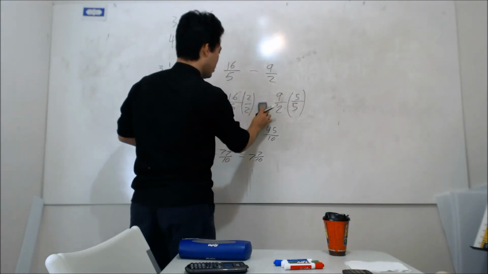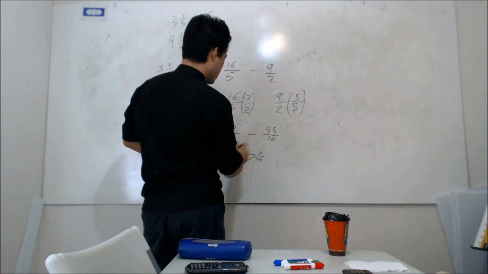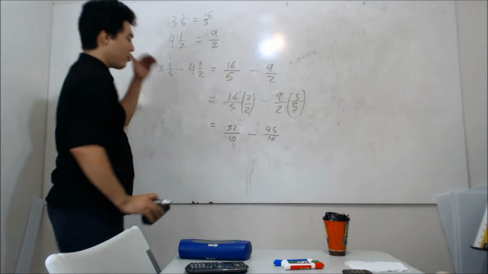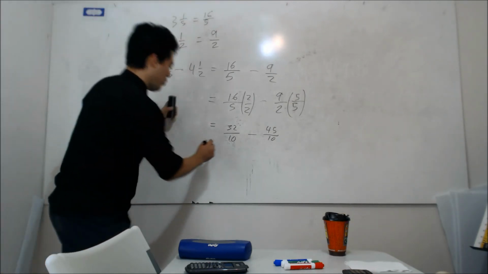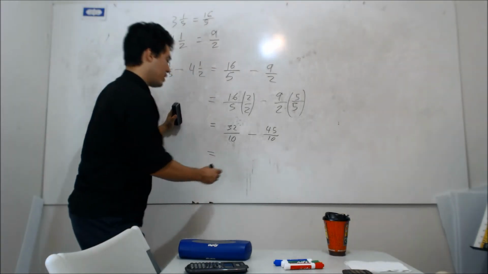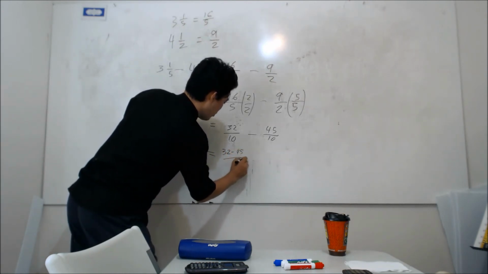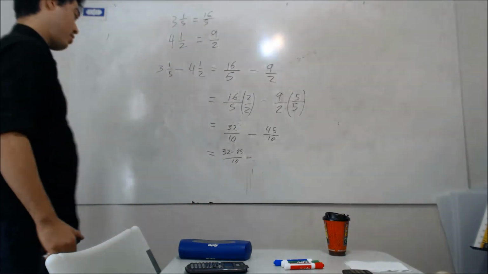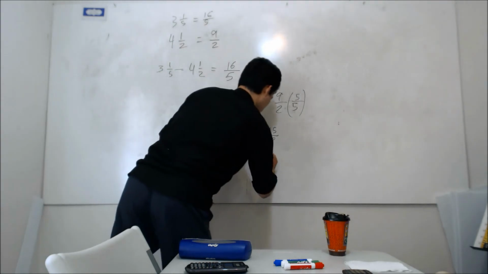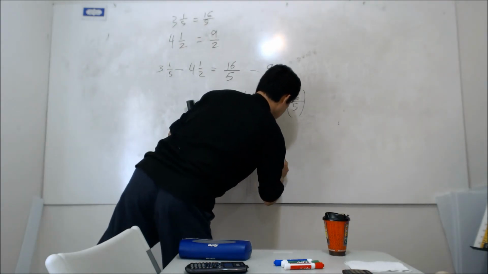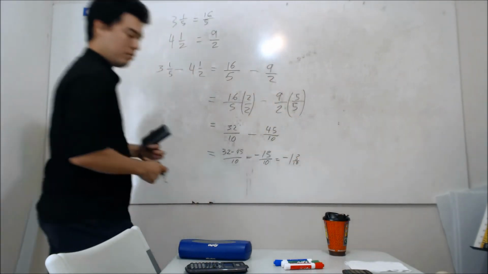This will still be the same. It'll still be subtraction here. This is where it'll be different. It'll be subtraction here. And then here it'll be 32 minus 45, which is going to be a negative. On top, it's going to be 32 minus 45 over 10, which is going to be negative 13. Yes, negative 13 over 10, which is equal to negative 1 and 3 tenths. Like that. Beautiful.